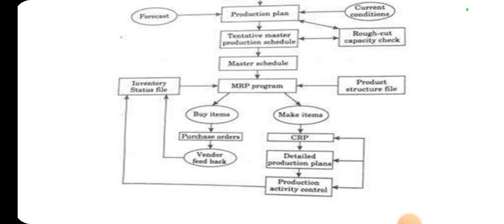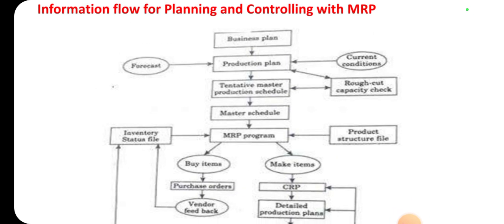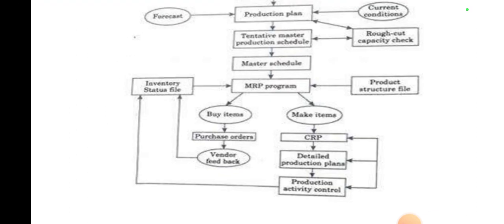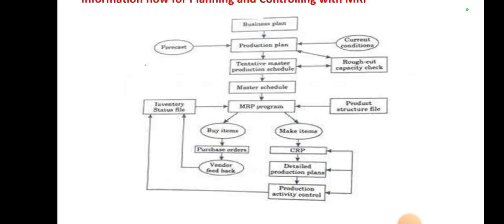So, information flow of planning and controlling with MRP. This is a hierarchy of information flow with the MRP. It is business plan, production plan, tentative MPS, master schedule, MRP programs, current conditions. So it is incorporated with the forecasting, current condition, rough cut, capacity check. Okay, like this. These are the integrations with the MRP.